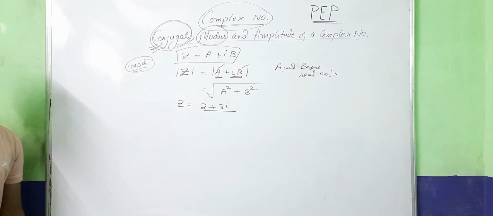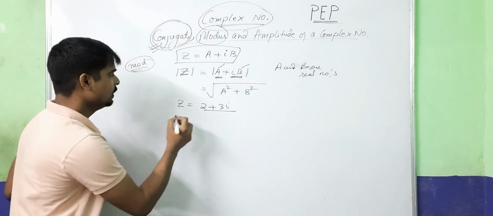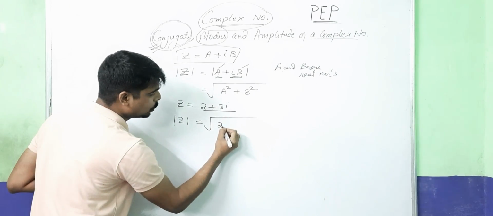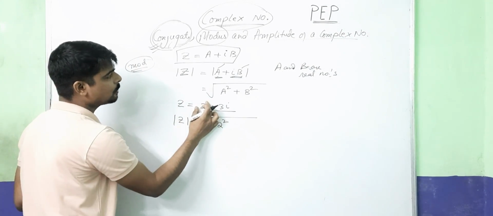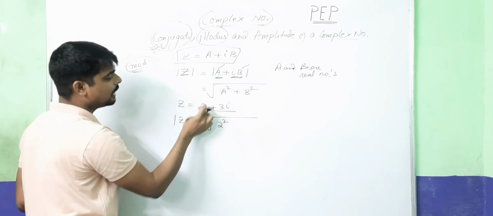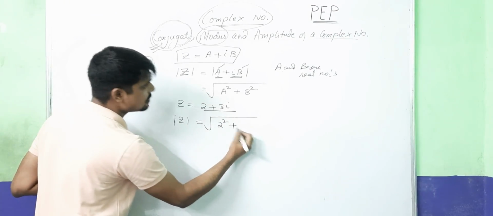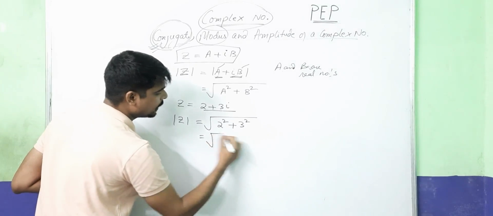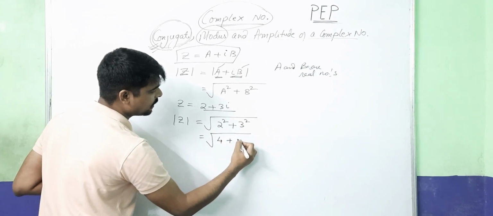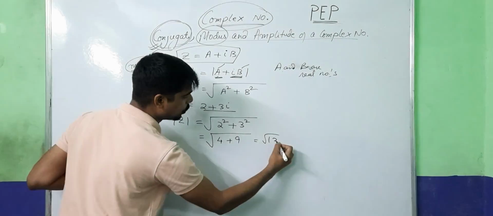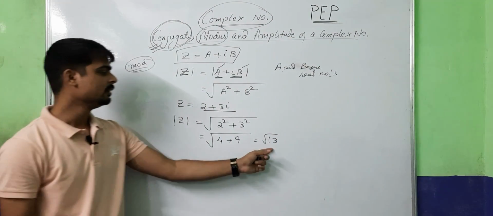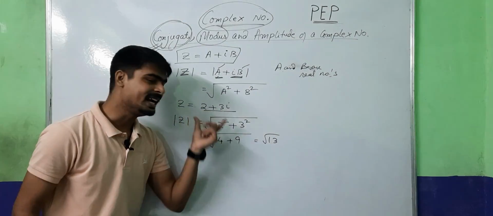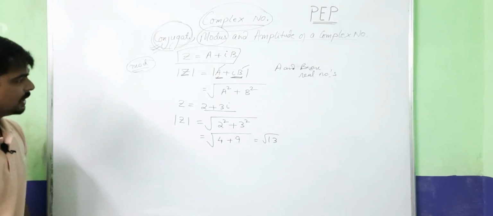We take the example Z is equal to 2 plus 3i. Then the modulus of this will be root over 2 square, because 2 represents A, the real part, plus, and what is B over here? B over here is 3 square. 2 square is 4 and 3 square is 9, hence we are going to get root 13. Root 13 will be regarded as the modulus of your complex number Z is equal to 2 plus 3i.